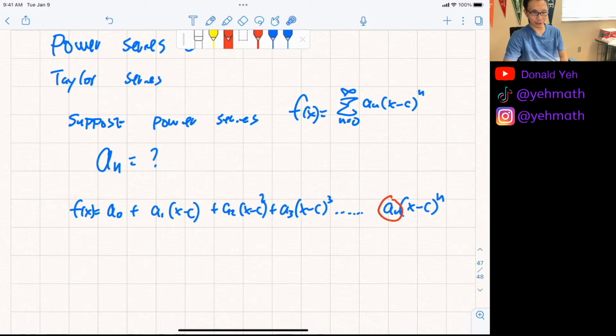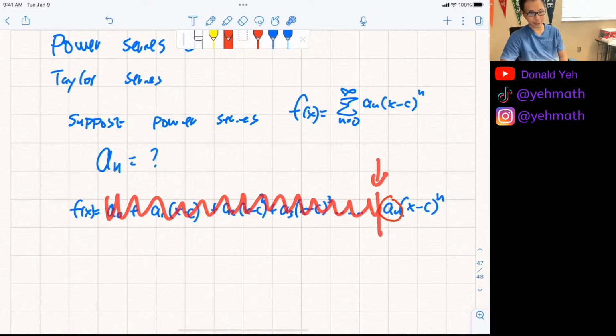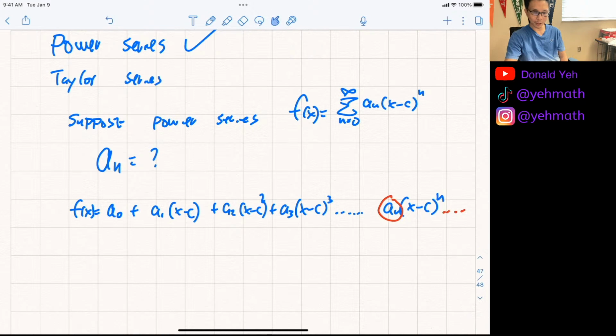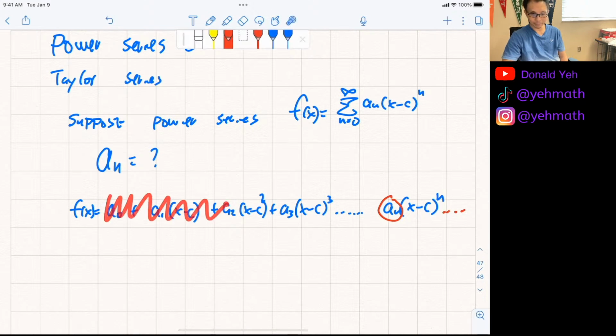So how do I get to a to the n? That means I need to kill all this term and stop right here. How do I do that? You multiply by 0, everything goes away. Oh, there's terms after that too. So how do I get rid of all these terms?